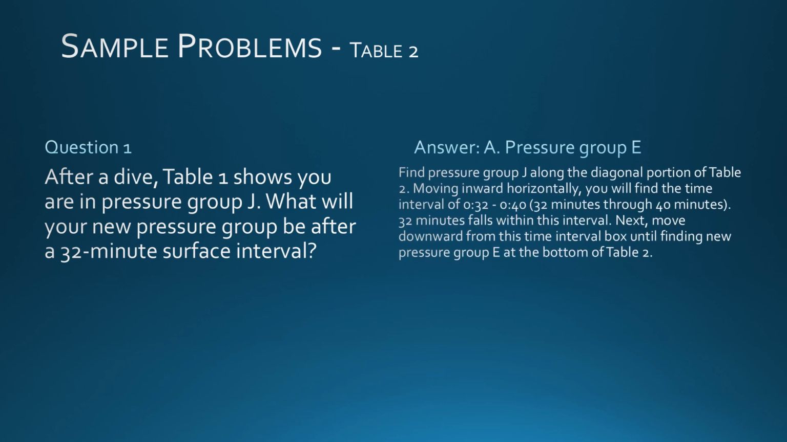Find pressure group J along the diagonal portion of Table 2. Moving inward horizontally, you will find the time interval of 32 to 40, 32 minutes through 40 minutes. 32 minutes falls within this interval. Next, move downward from this time interval box until finding your new pressure group E at the bottom of Table 2.